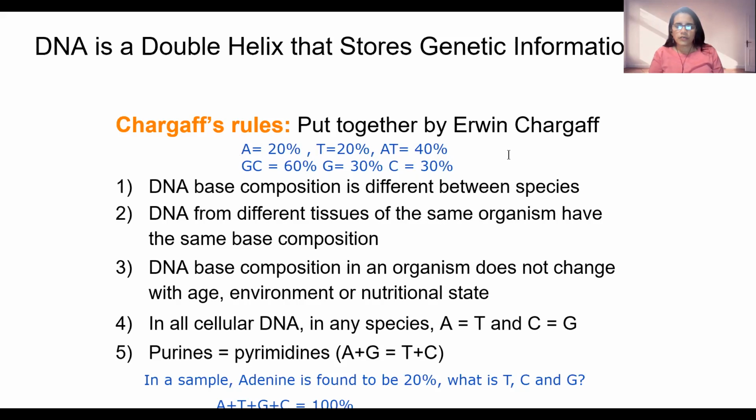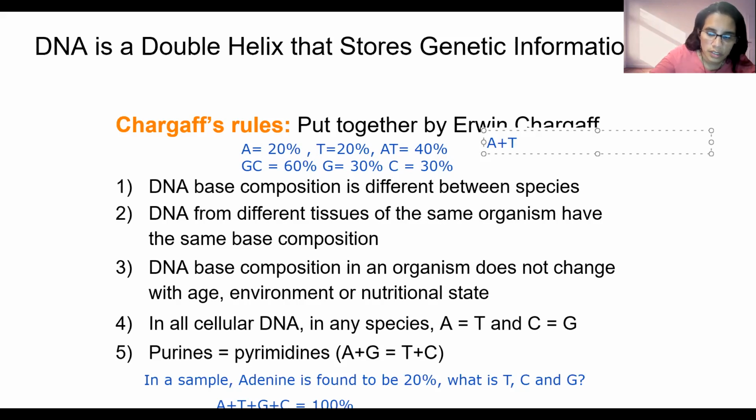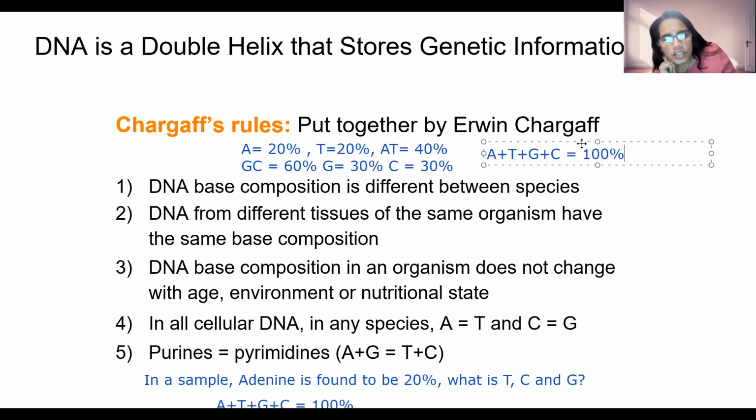And then if A and T is 40, and together AT plus GC is 100, so A plus T plus G plus C is equal to 100%, which means that if these two are 40, let me just circle that for you, then these two have to be 60 to make it up to 100.